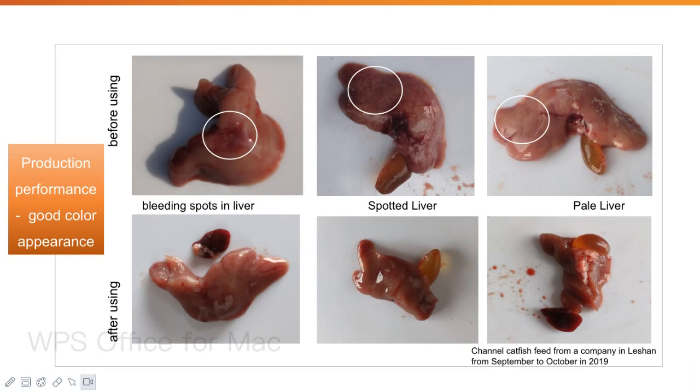The application of Fortide can promote the health of the liver in actual production. Here is an example of a Fortide application result in catfish feed from a Sichuan company. We used Fortide in this catfish feed for less than a month, and the proportion of spotted liver and white liver was significantly reduced.